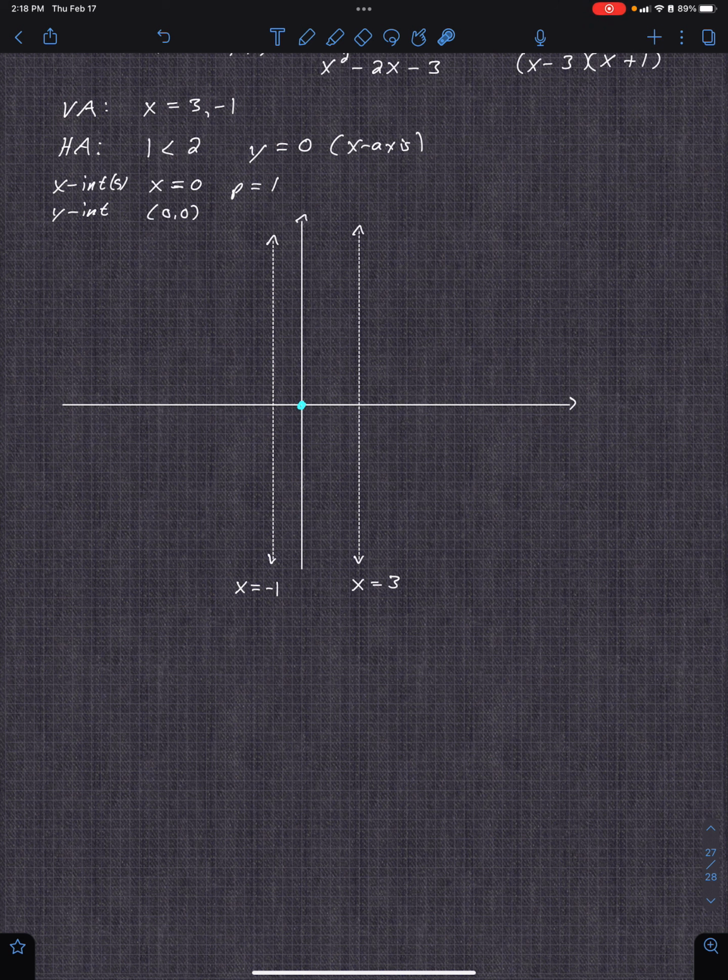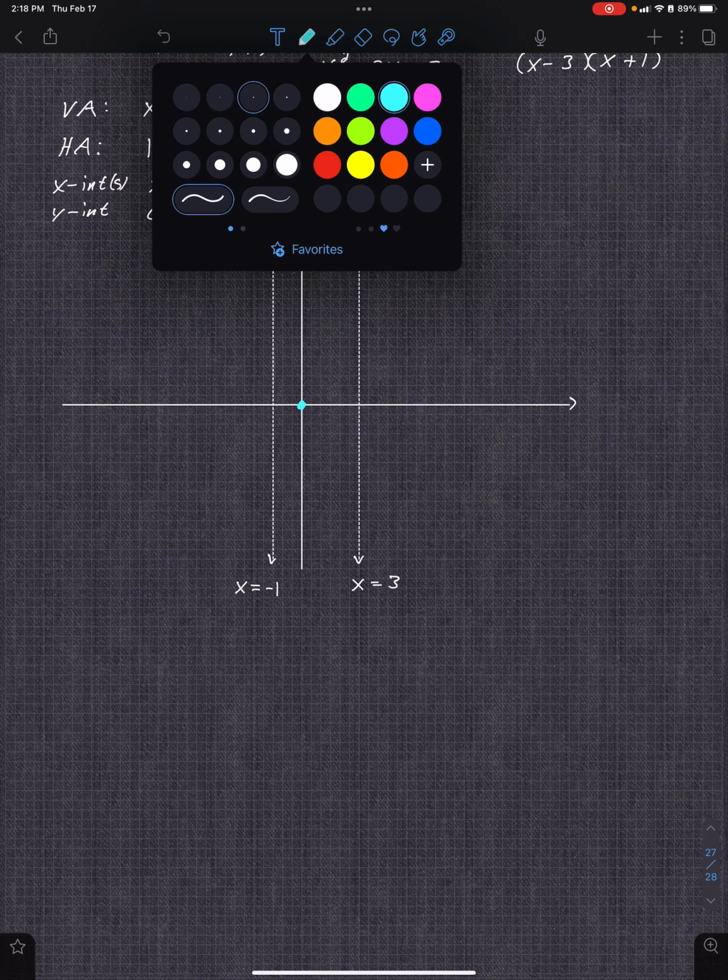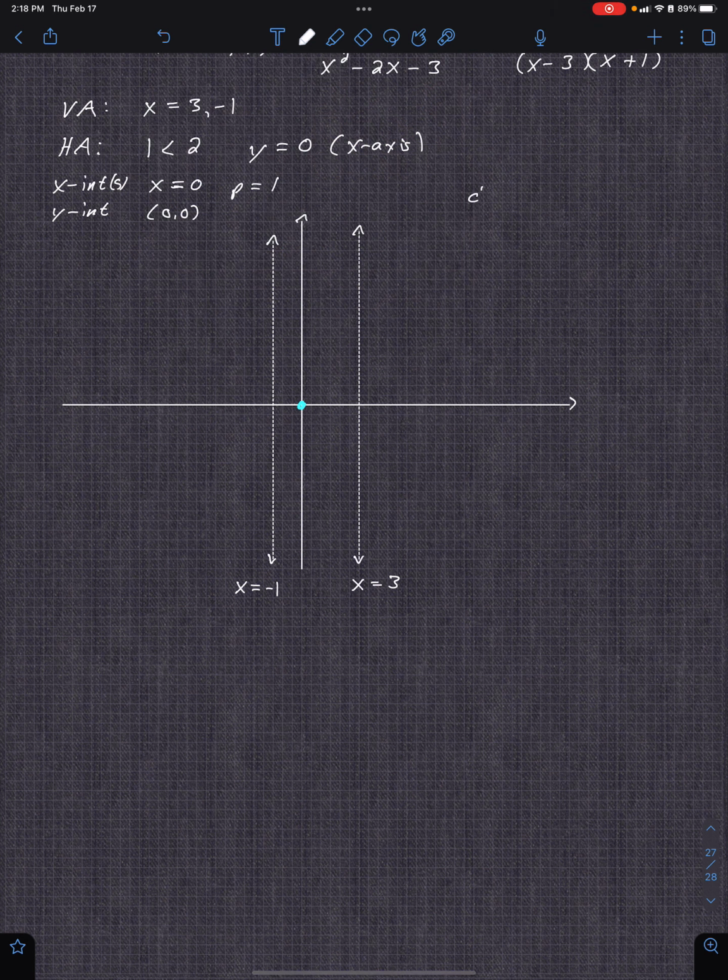So we have to evaluate. So this is where you need to choose test points. So you need to choose test points to determine if the graph is above or below the x-axis. Okay, so that's what we want to do. That's our key thing we've got to do now.